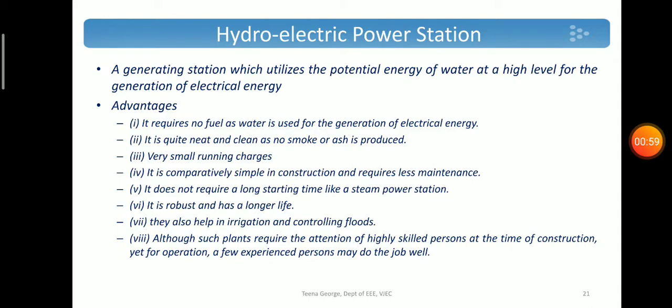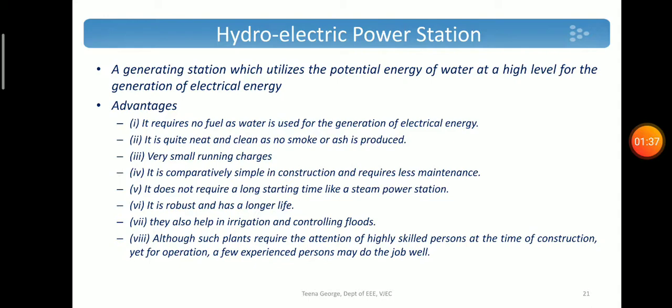and it is quite a neat and clean source as no smoke or ash is produced, and the running charges are zero or small as water is the fuel, and it is comparatively simple in construction and requires less maintenance, and it requires only a short starting time. In case of thermal power plants, the coal is to be preheated or heated to a temperature and pressure so that it requires a large starting time.